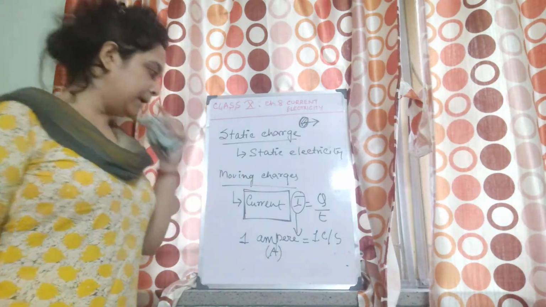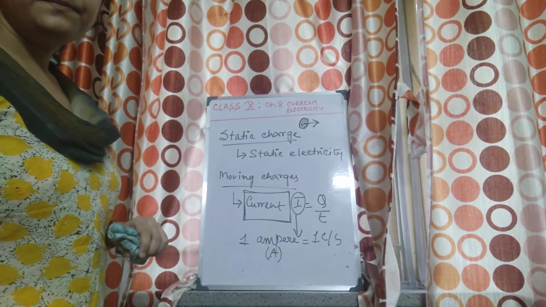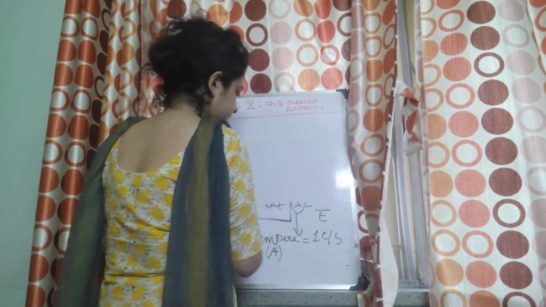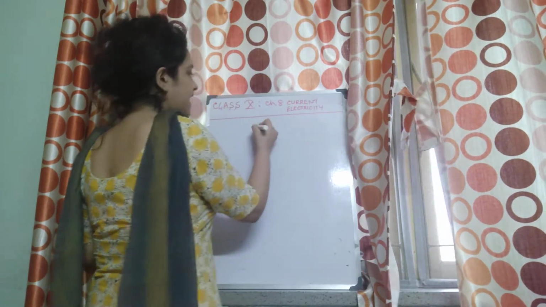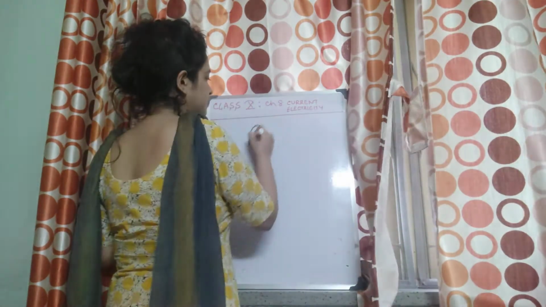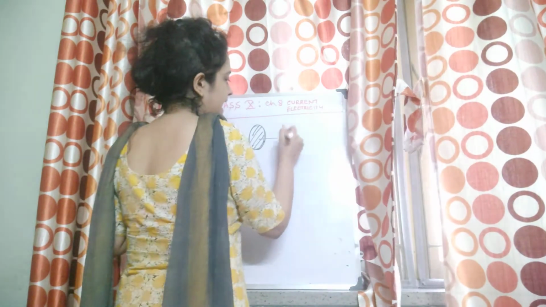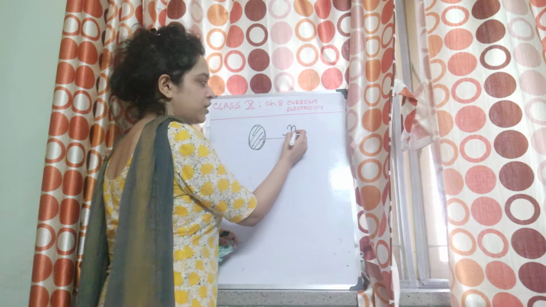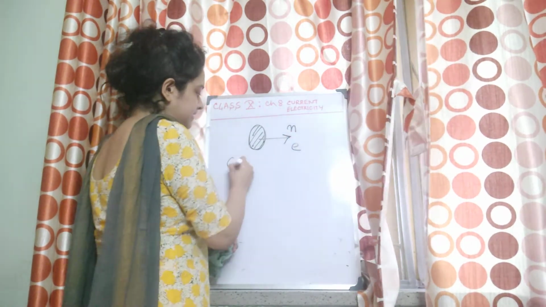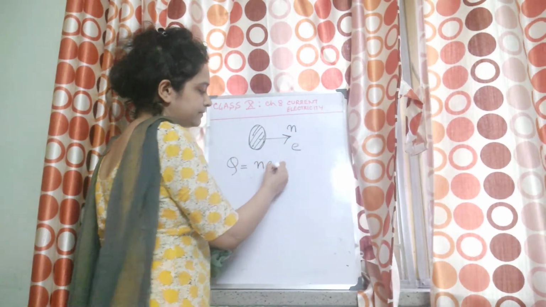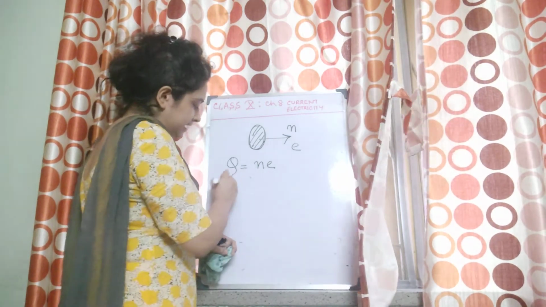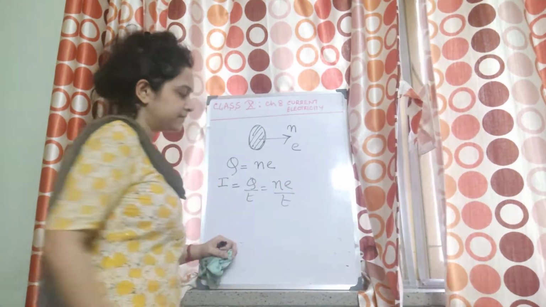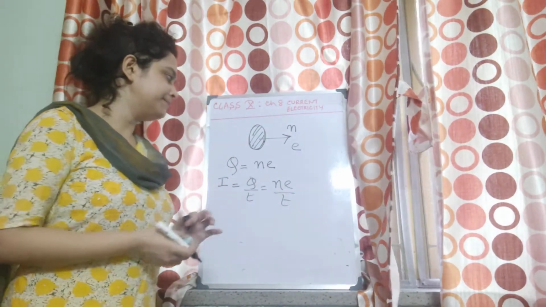Okay. Now, next is if you have a cross section normal to the flow of charges, n number of electrons are flowing. N number of electrons, each carrying charge e. What is the total charge? N into e. So what is the current then? Q by t. So n e by t. This also I think we have done in class 9.